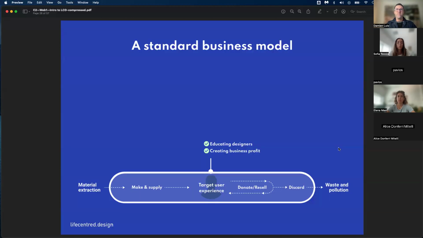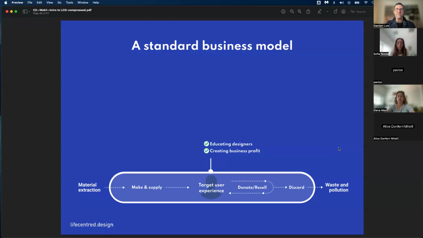To put this in more of a business perspective, this represents my business model, just making books about design: extract materials out of the planet, make and supply the books just for particular users. The benefits, those two ticks: educating designers and creating business profit, and then eventually it all ends up as waste. Hopefully some get recycled, but they can end up as waste and pollution.